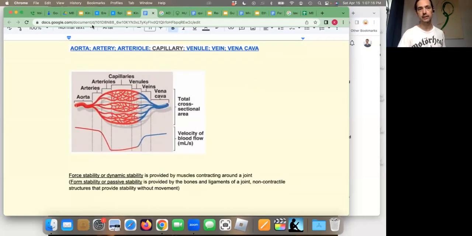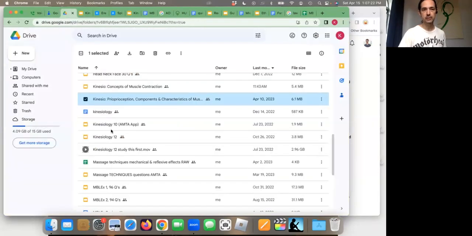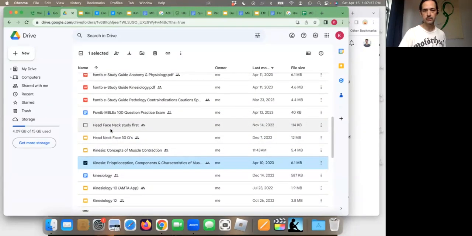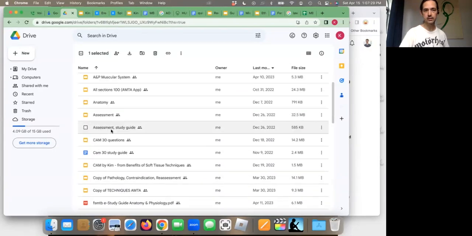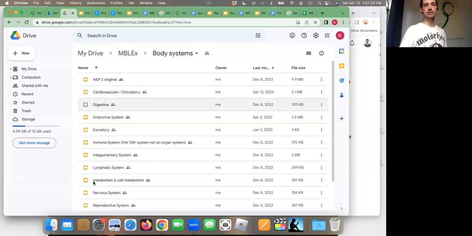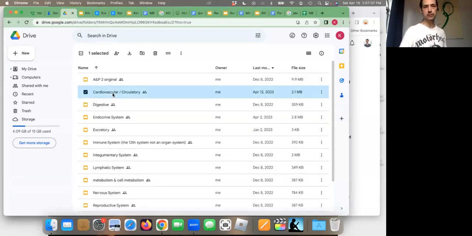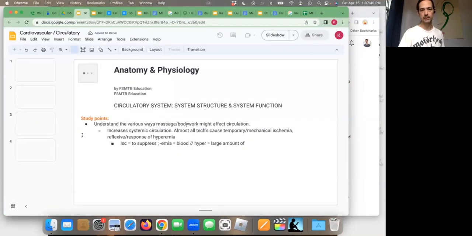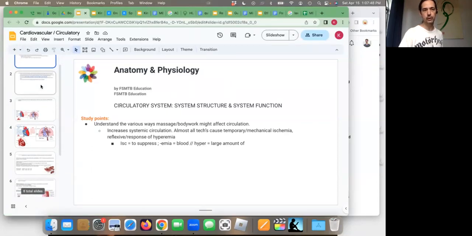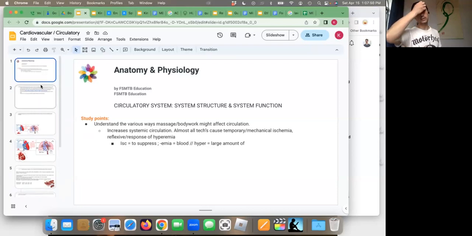All right, and then if we look at the presentation for circulation, I'll find that for you in just a moment. I believe that's currently in body systems. It should be named kinesio circulatory, or maybe anatomy circulatory, but right now it's just under cardiovascular circulatory. Either way, if you wanted to learn about the heart and the flow of the blood, you would look for cardiovascular and circulatory.